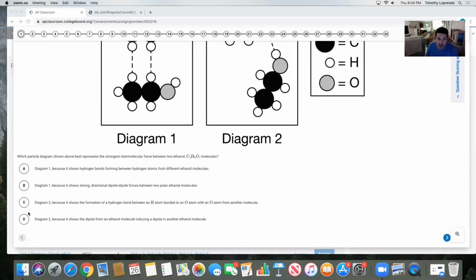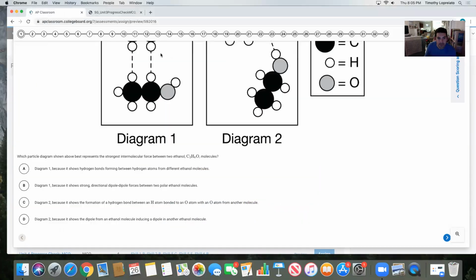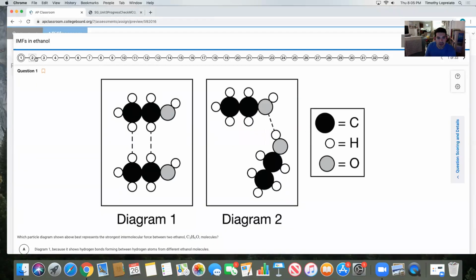We have 2 choices, choices C and D. Choice C: diagram 2, because it shows the formation of hydrogen bonds between an H atom bonded to an O atom with an O atom from another molecule. Or choice D, diagram 2, because it shows the dipole from an ethanol molecule, including a dipole in another ethanol molecule. Choice C mentions the hydrogen bonding. I like that choice. Let's see if it's correct. Choice C. Wahoo! All right, question 2.